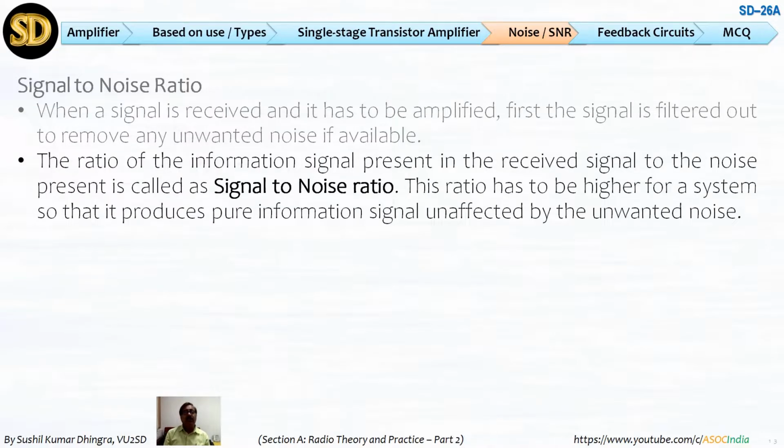We have to remove it, and this process gives distortion, losses to the original signal. The ratio of information present in the received signal to the noise present is called signal to noise ratio, and this ratio has to be higher for the system so that it produces near to the pure information, much better quality, and this signal should not be affected by any unwanted surrounding noise.